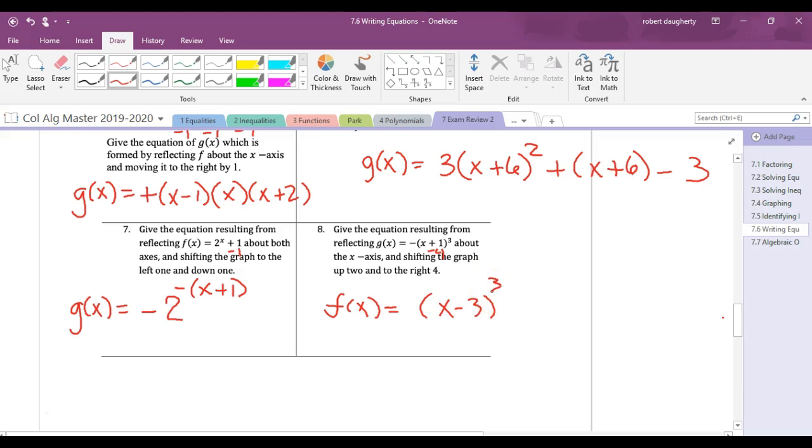And then how do I go up 2? That is simply a plus 2 on the end of that.